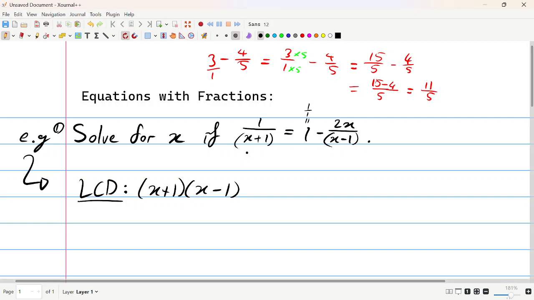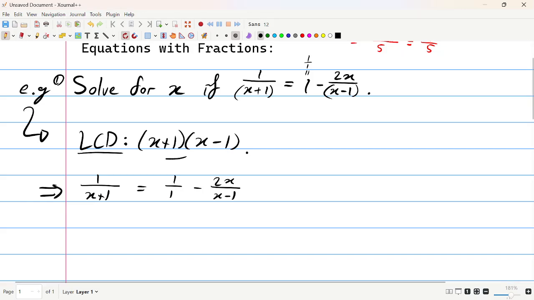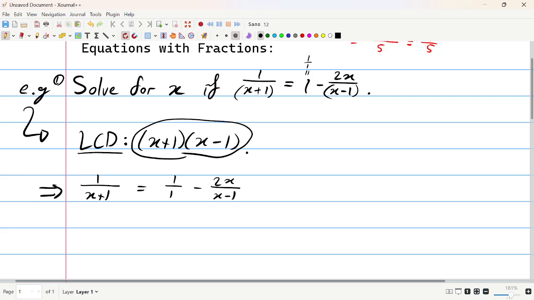Alright. Great. Now we need to actually do the thing. What you notice over here is that we are going to have 1 divided by x plus 1, and then we are going to have equals to, let's just say 1 divided by 1 minus 2x over x minus 1. And now we need to find a way for every single fraction to have this denominator.